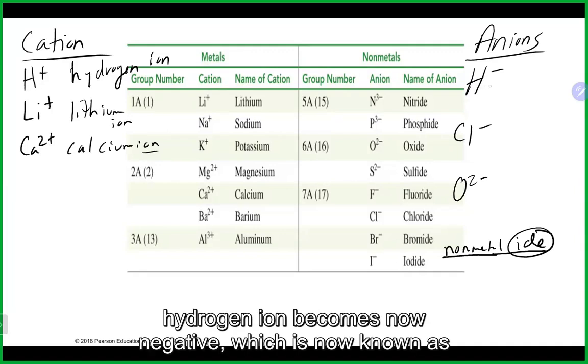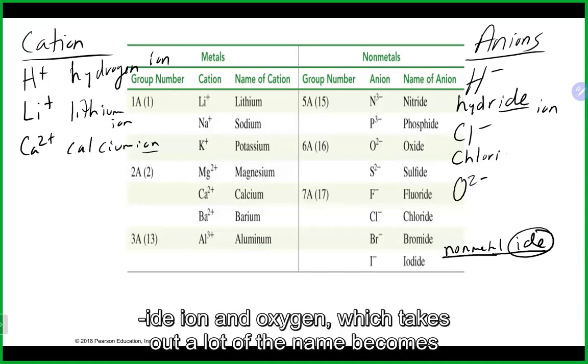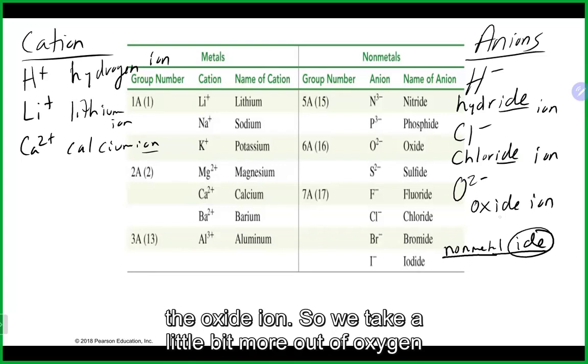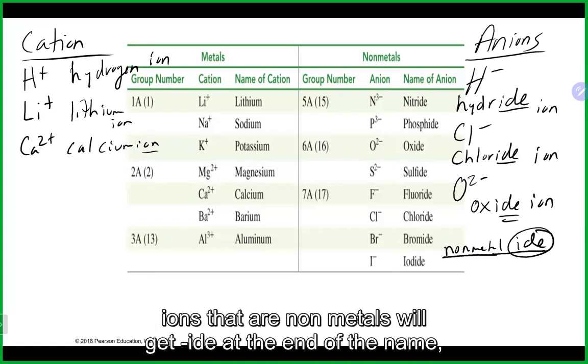So hydrogen, now negative, becomes the hydride ion. Chlorine becomes the chloride ion. And oxygen, which takes out a lot of the name, becomes the oxide ion. So we take a little bit more out of oxygen there in terms of the name. So negative ions that are nonmetals will get IDE at the end of the name.